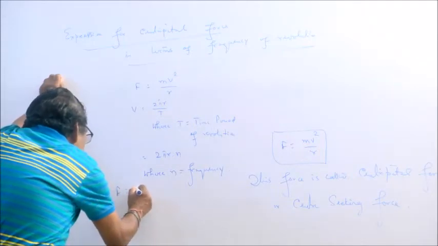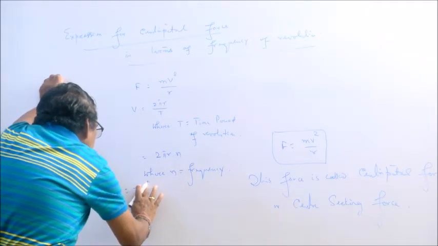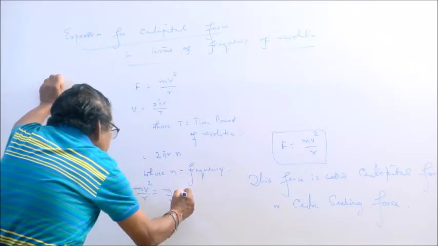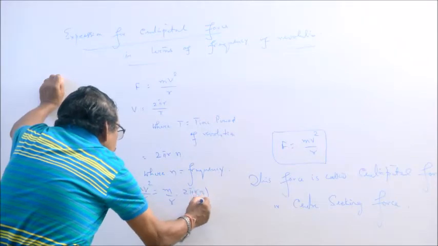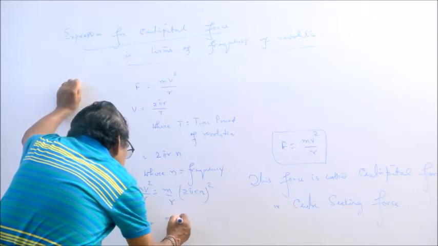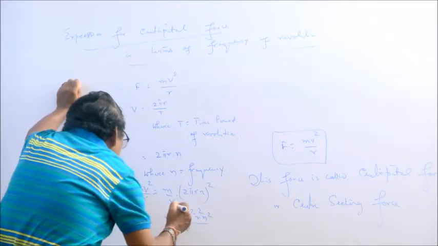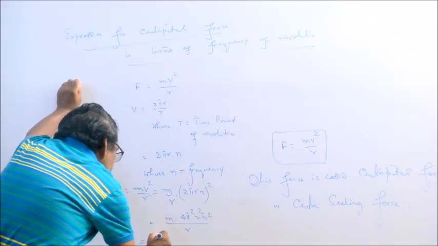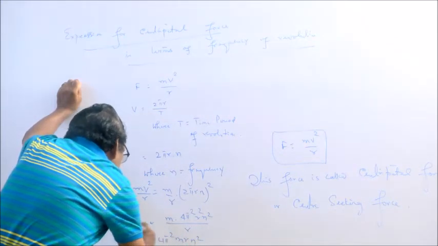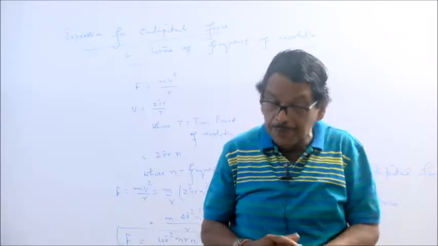Now, we can put the value of v here. F is equal to mv square by r, that is equal to m by r. In place of v square, let us put 2 pi r n whole square. That is equal to m into 4 pi square r square n square by r. So F is equal to 4 pi square m r n square. This is the expression for centripetal force in the form of frequency of revolution.